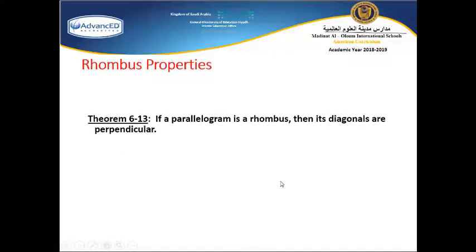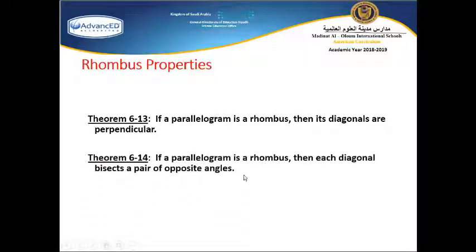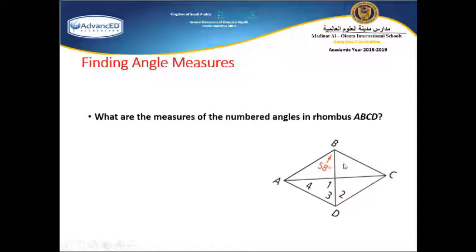Rhombus properties. If a parallelogram is a rhombus, then its diagonals are perpendicular. And if a parallelogram is a rhombus, then each diagonal bisects a pair of opposite angles. Like this question, for example. Here this is a rhombus. What are the measures of the numbered angles in rhombus ABCD?